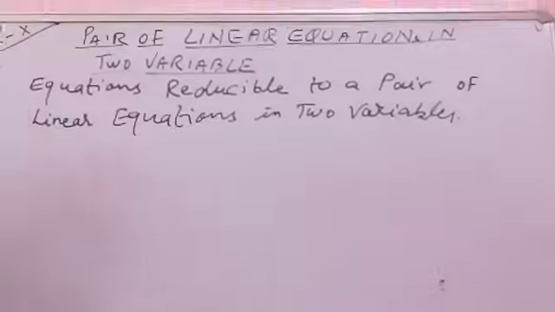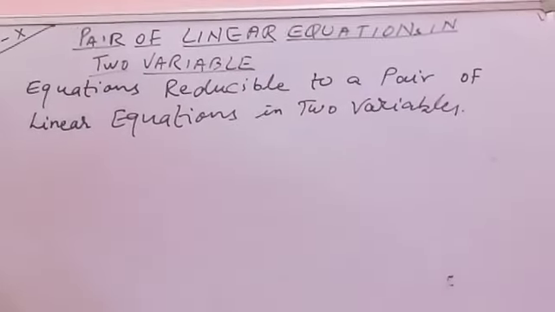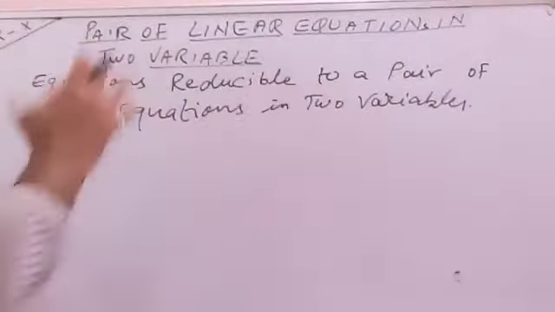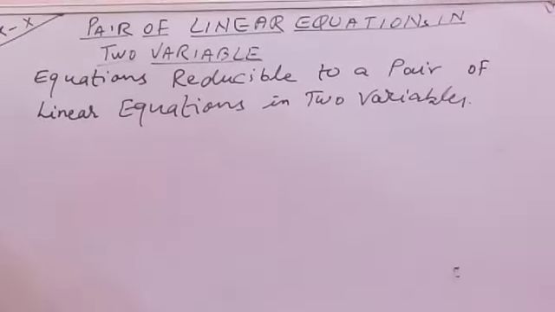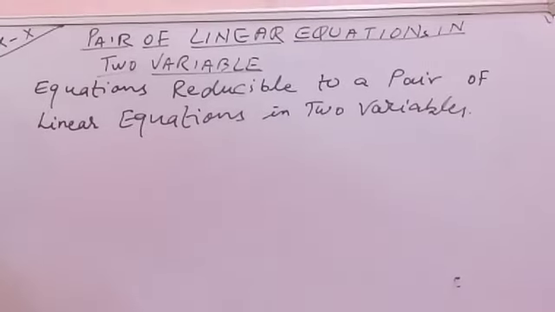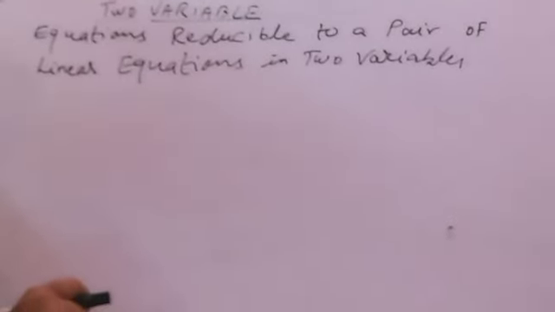Before doing exercise 3.6, a new concept is involved, that is equations reducible to a pair of linear equations in two variables. What is this topic about, and what do we do in the next exercise? For this, we'll begin with exercise 3.6. Here we shall discuss the solution of pairs of equations which are not linear, where the situation given does not follow the general format.